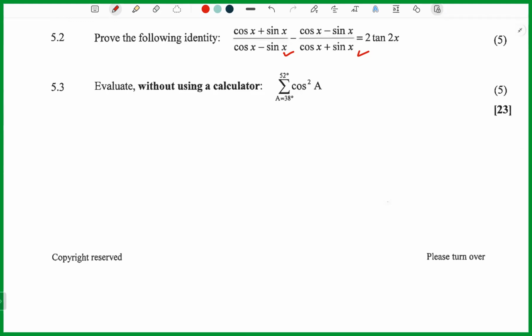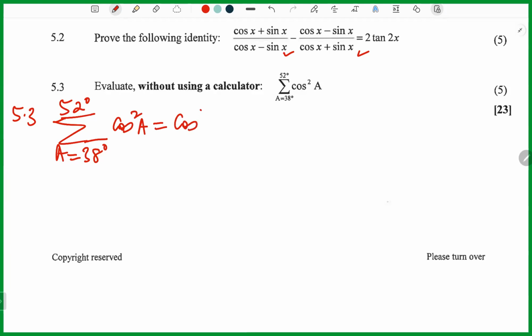All right, so we actually have the following. The next one is 5.3. So we look at the answer to 5.3. We start with 52 degrees, A equals 38 degrees, cosine squared of A. And this becomes cosine squared of, so we have 38 to 52, so we just calculate the summation of this.